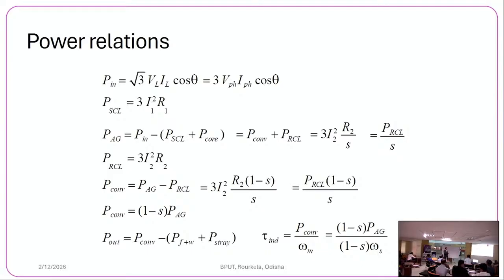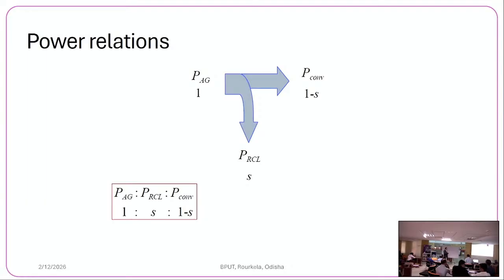Power relation. Same thing in a different way. The power relation is: air gap power, the rotor copper loss, then you have converted mechanical power, 1 minus S times air gap power. So the ratio is like this. This formula is very often used. You can remember. So air gap power is 1 unit. The rotor copper loss is S times the air gap power. And mechanical power or converted power is 1 minus S. 1 comes in, then S is the loss, then 1 minus S is the output, mechanical power.